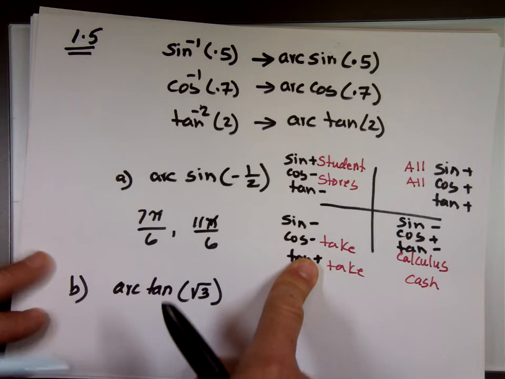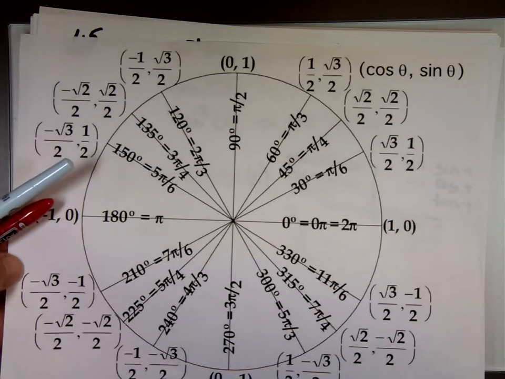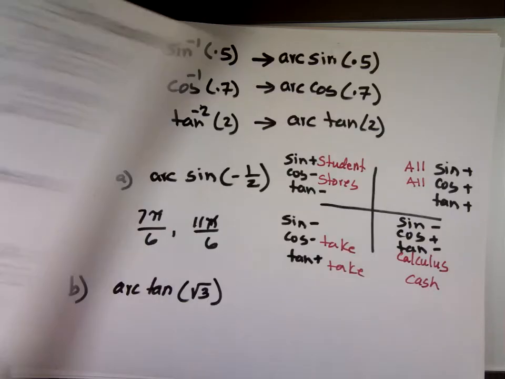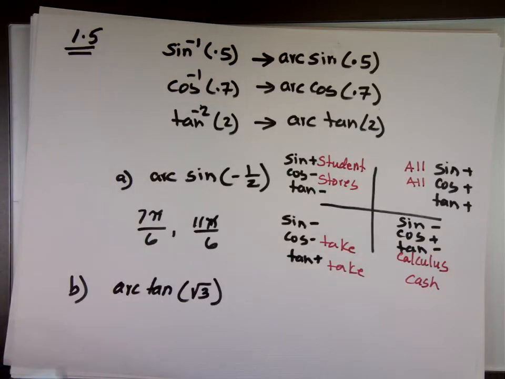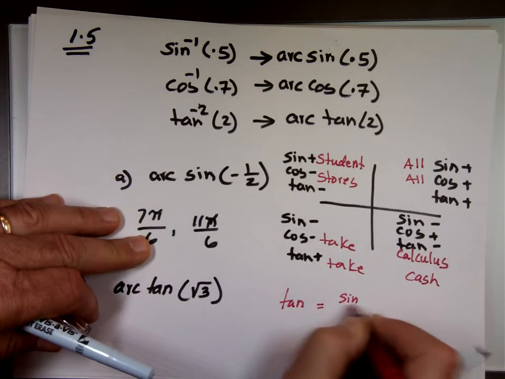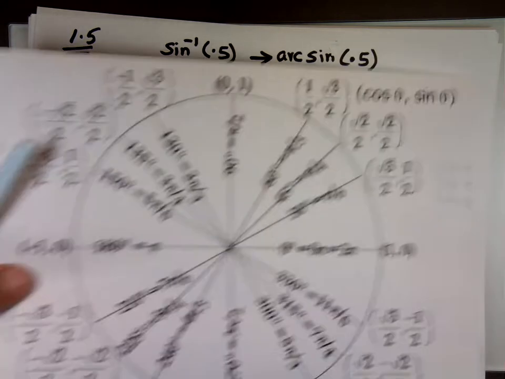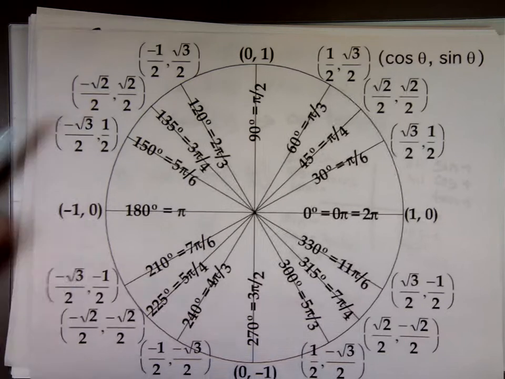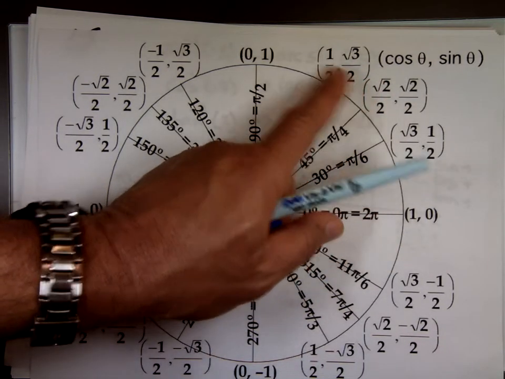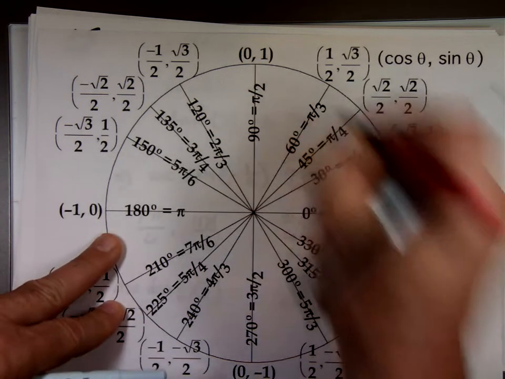Now, the unit circle doesn't have a tangent on it. There's no tangents, only cosine and sine. Well, the tangent is what? It's also sine divided by cosine. That's what tangent is. So if you look at this one, if you divided the sine by the cosine here, the square root of 3 over 2 divided by 1 over 2, guess what you're going to have? This will be the root of 3.